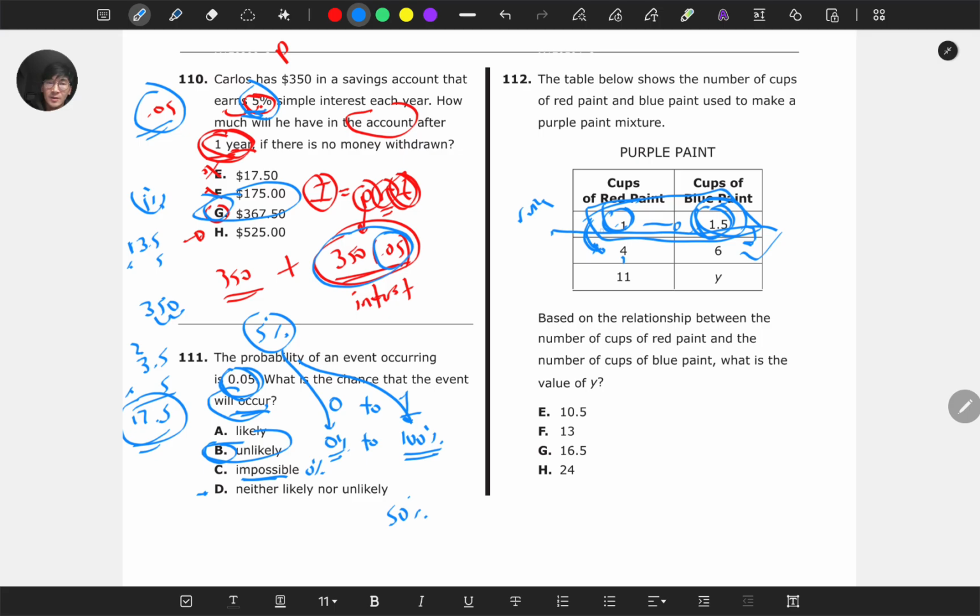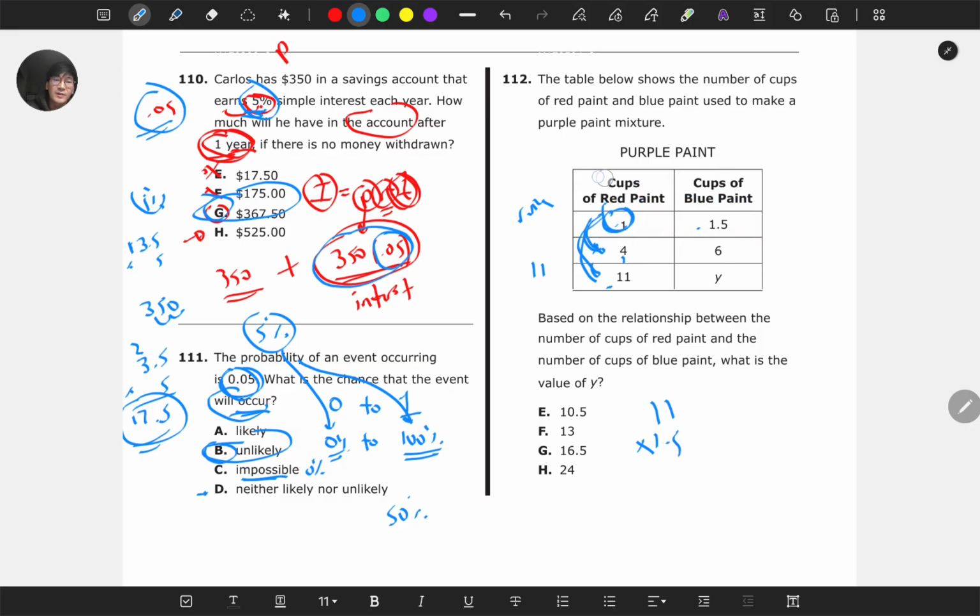Okay. Now here, 1 to 11. So if I have this 1 to 11, that's 11 times. So that means I should have 11 times the amount of 1.5. Okay. So you should do that. That's one way of doing it. But here's another way of doing this.